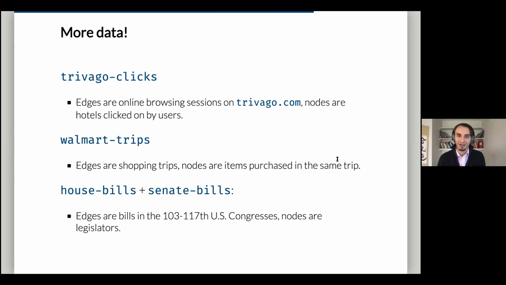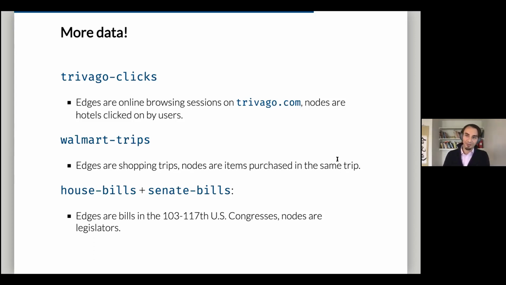So in the Trivago Clicks network, edges are online browsing sessions on the website trivago.com. This is a travel website. And nodes are the hotels that users clicked on. So an edge joins a number of hotels that a user was in some sense simultaneously interested in. In this case, the node labels are the countries in which those hotels are located. In the Walmart trips dataset, an edge is a shopping trip, and nodes are items that were co-purchased in the same shopping trip. And the node labels are product categories, like groceries or outdoor gear or toys, for example.